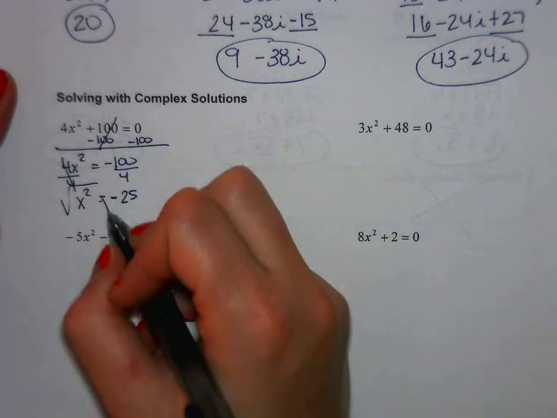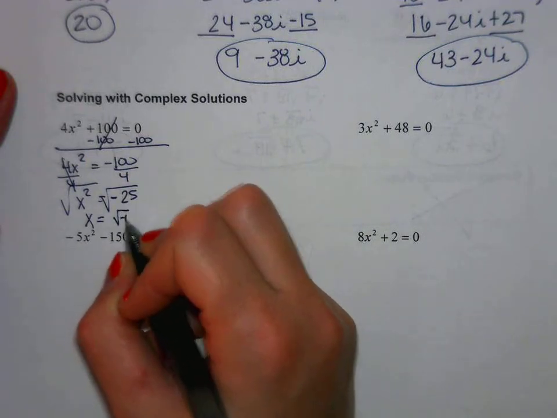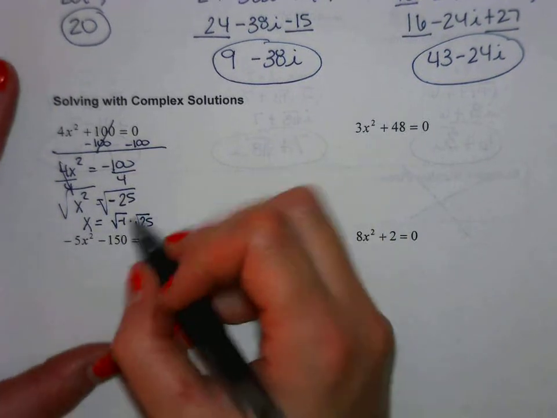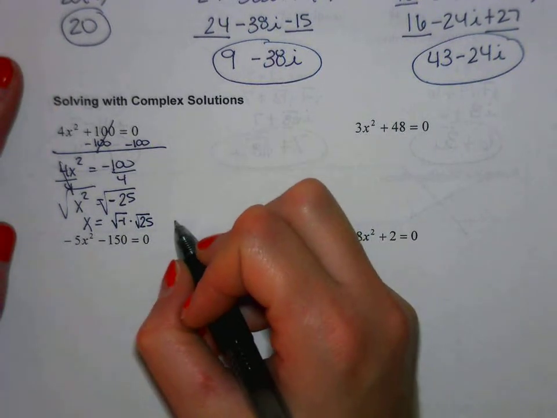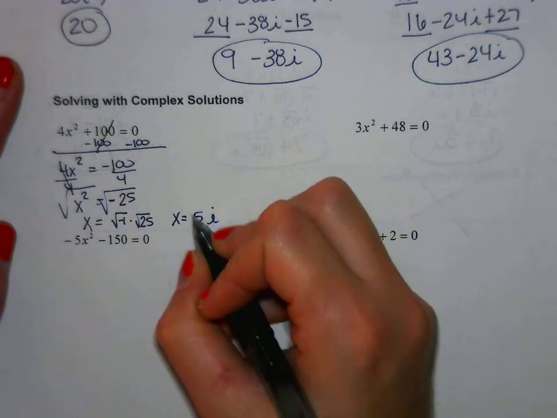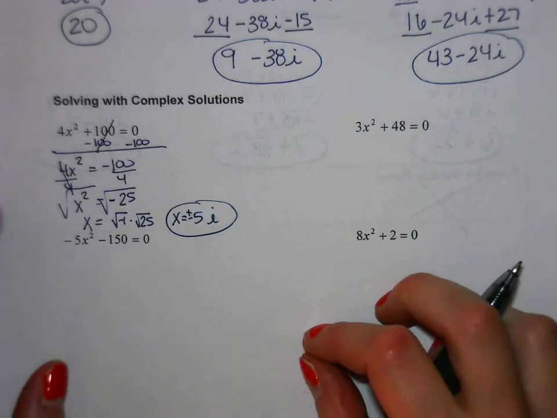So when we square root both sides, x equals the square root of negative 1 times the square root of 25. The square root of negative 1 is i. The square root of 25 is 5, plus or minus. So x equals plus or minus 5i.